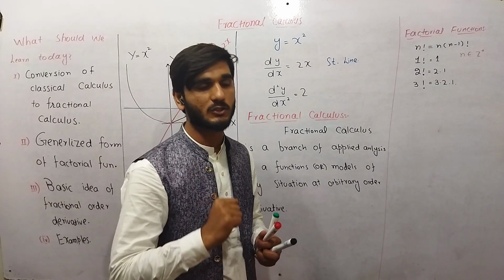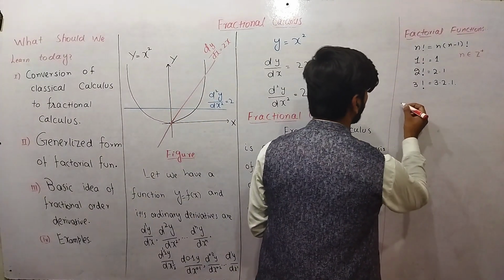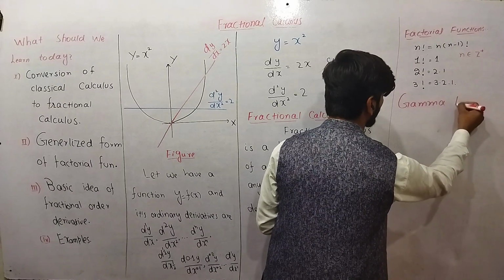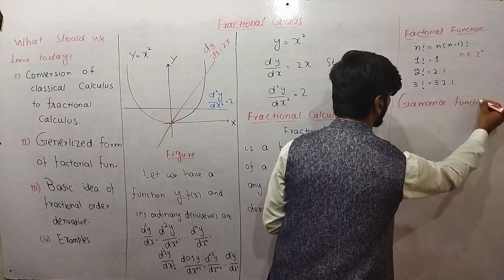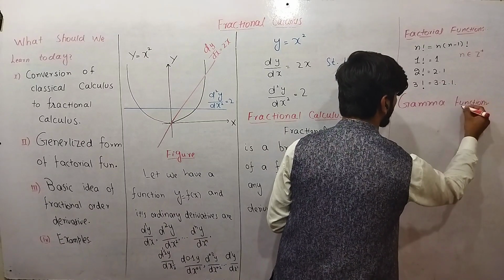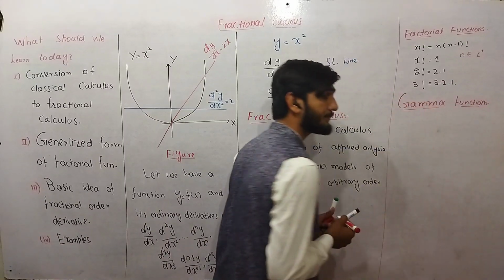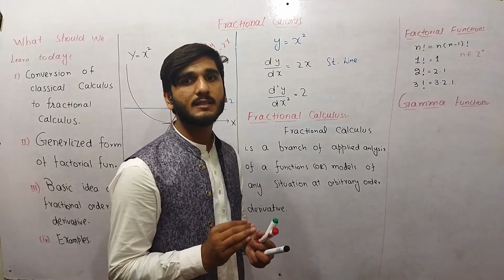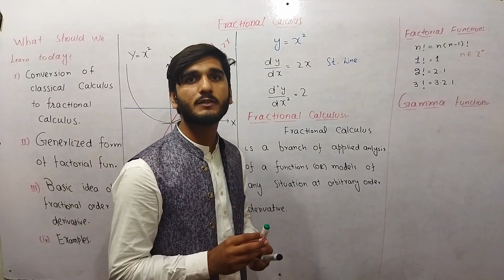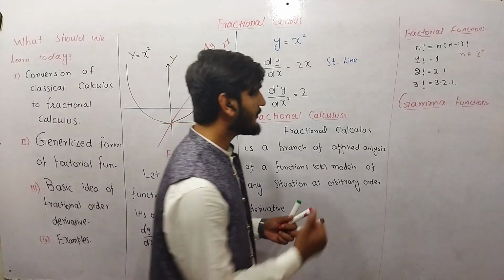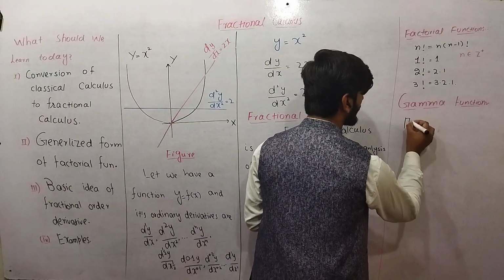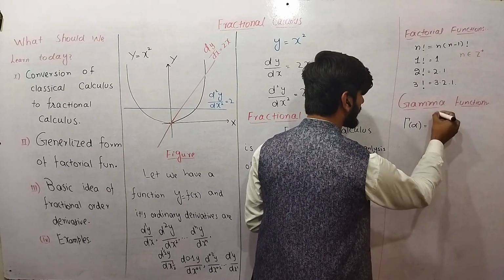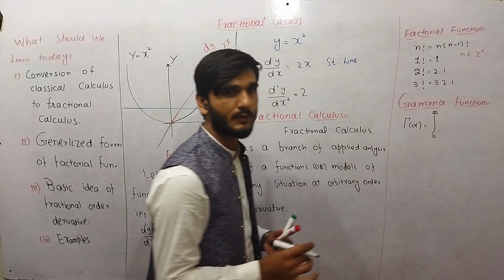What is the gamma function? Let me discuss the gamma function. Gamma is the generalized form of the factorial function, defined as gamma of alpha is equal to the integral from 0 to infinity.